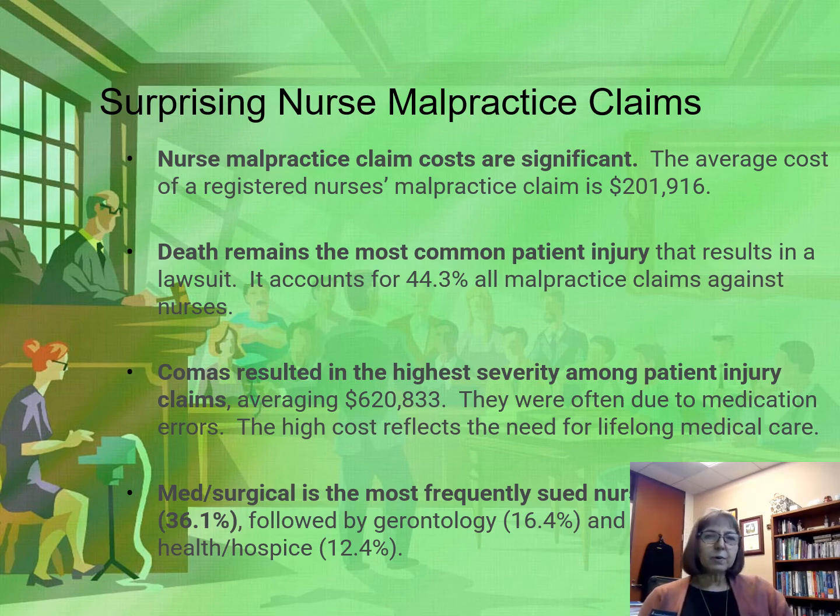And so death remains the most common patient injury in a lawsuit with nurses. It accounts for about 44% of all the malpractice claims brought about by or against nurses, not by them, but against them. Comas are the highest severity among patient injury claims, around $621,000, and they are often due to medication errors, and the high cost reflects the need for lifelong medical care.